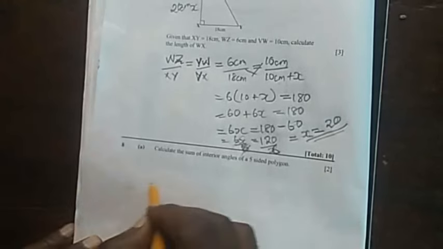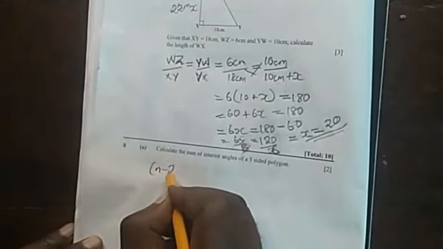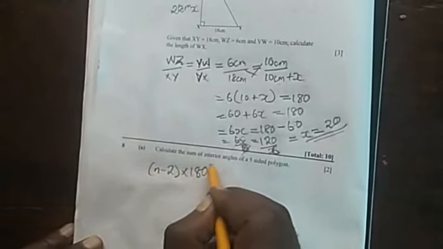Okay, we come to question number 8. Calculate the sum of interior angles of a 5-sided polygon. So the formula to find the sum of interior angles of a polygon is open bracket n minus 2, close bracket multiplied by 180 degrees.